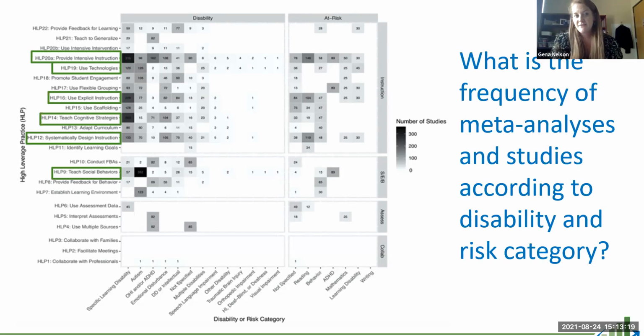So our research team discovered that there was variability in the HLPs in terms of the disability categories that are represented in the literature base when looking at meta-analysis research. And so you can see that there are some areas, such as the low incidence disability categories, where there's less meta-analysis research. And so this is something to consider when looking at the evidence base. However, for the 6 practices that we selected, there is variability across the disability categories that are represented.